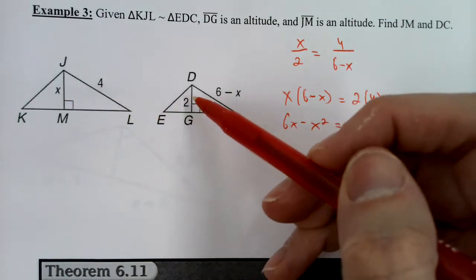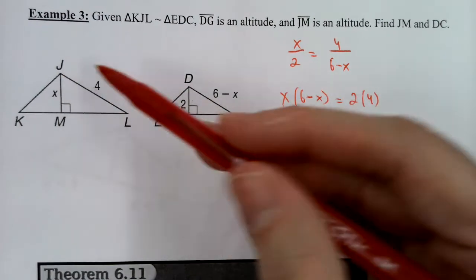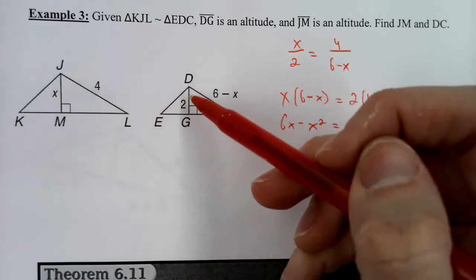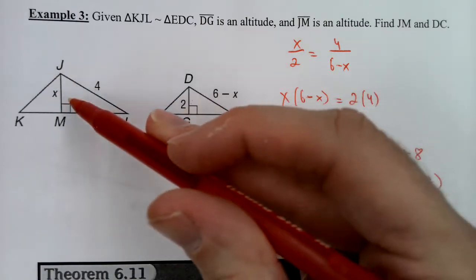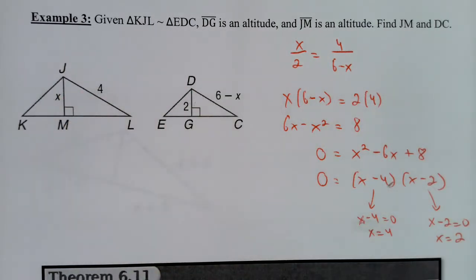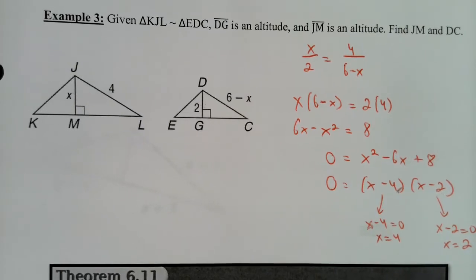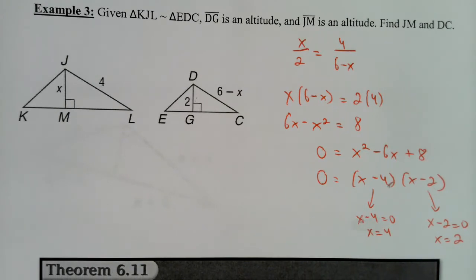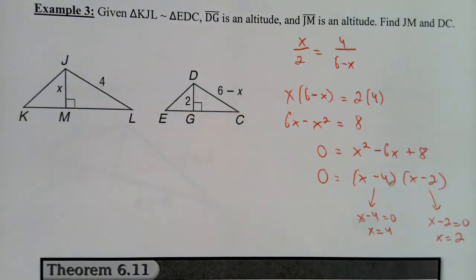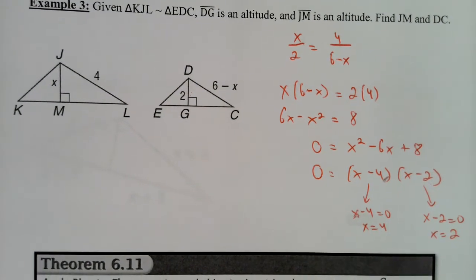These are not the same. They should not be the same. Okay, these should not be the same. JM is bigger than DG, okay? JM is bigger than DG. If DG is 2, JM should not also be 2. So this answer we're going to disregard.